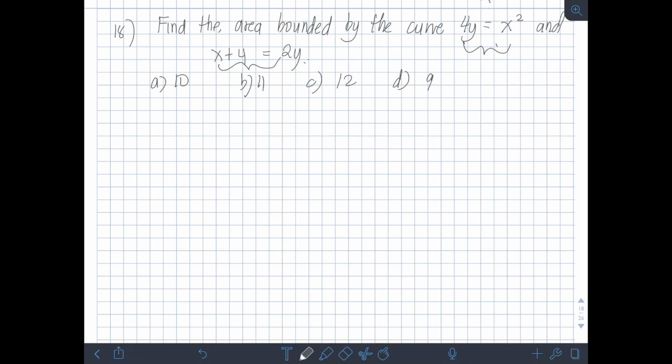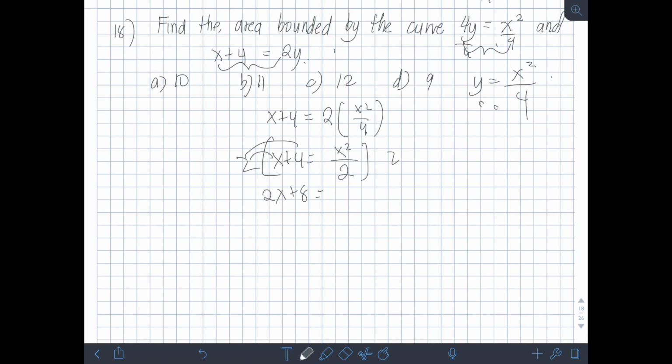So, pwede natin ditong i-substitute yung y as, divide natin both sides by 4. So, parang y is equal to x squared over 4. So, substitute ngayon natin itong y is equal x squared over 4 dito sa linear equation natin. So, we have x plus 4 equals 2y. Yung y, papalitan ko ng x squared over 4. So, masasolve natin dito yung x na lang, diba? So, parang x plus 4 is equal to 2x squared divided by 4 is simply x squared over 2. And then, multiply natin both sides by 2 para makancel yung denominator. We have distribute 2x plus 8 is equal to x squared.